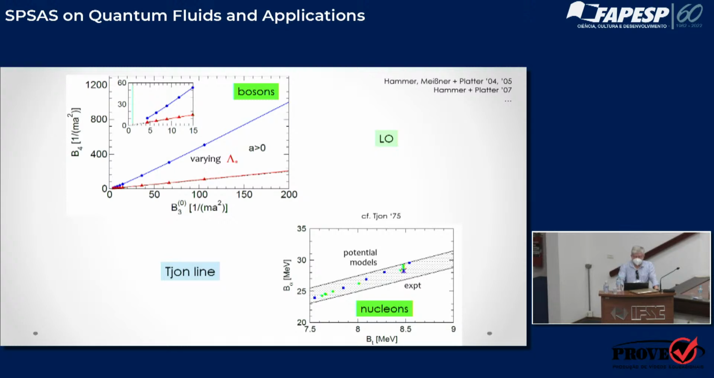These are called Tjon lines, because again, these lines were discovered in the nuclear case, where people plotted different potential models and calculated the binding energy of the triton, the neutron-neutron-proton system, and the alpha particle, which is neutron-neutron-proton-proton. And again, they observed a correlation. And again, the effective field theory at leading order gives a line.